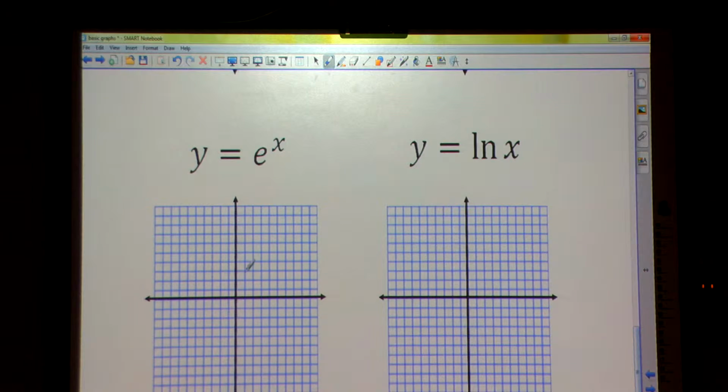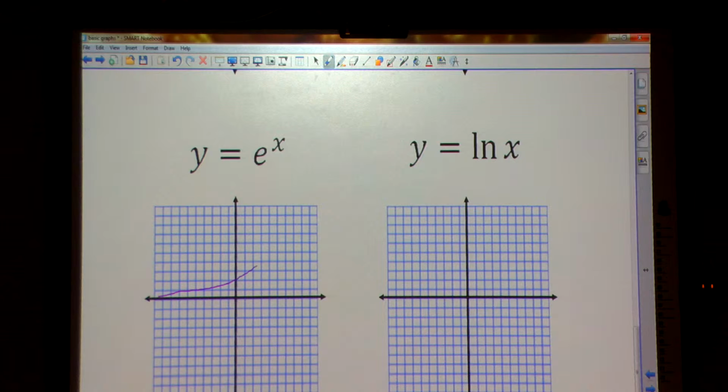e to the x, we covered that. It's been a while. Remember, exponential, this is a very important one, grows slowly, slowly. It approaches the x-axis down this direction and then grows rapidly. Remember, it actually goes through 1 on the y-axis, but it grows rapidly.